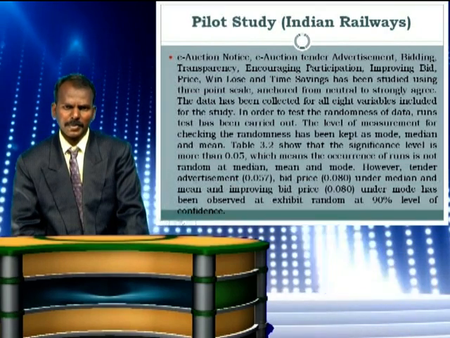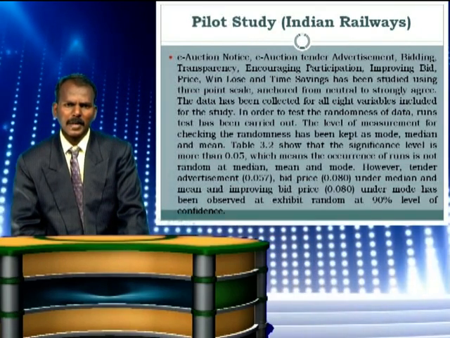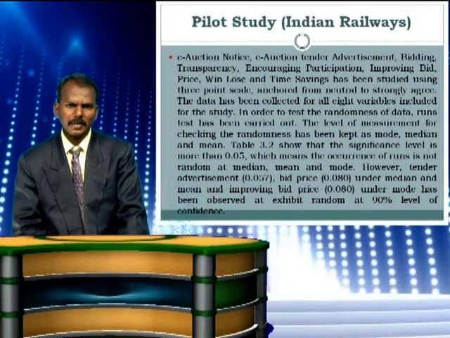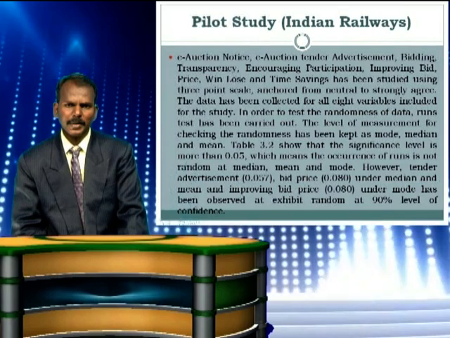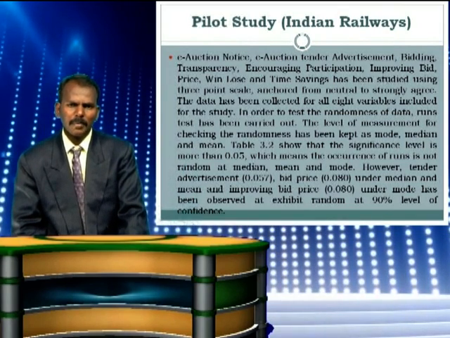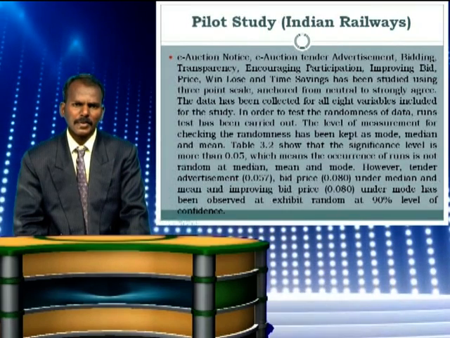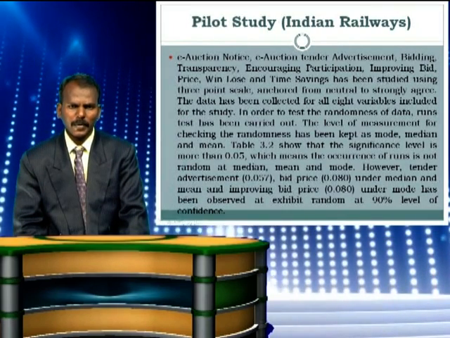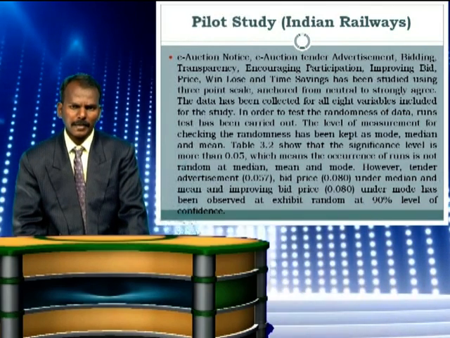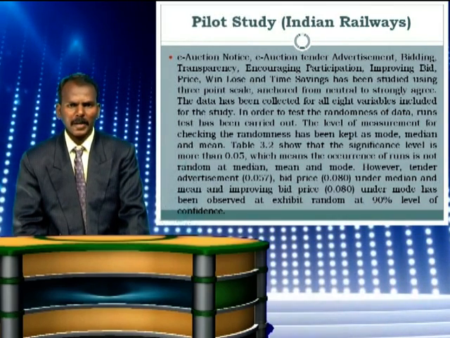In order to test randomness of data, a run test has been carried out. The levels of measurement for checking the randomness have been kept as mode, median and mean. The table shows the significance level is more than 0.05, which means the occurrence of runs is not random at the median.